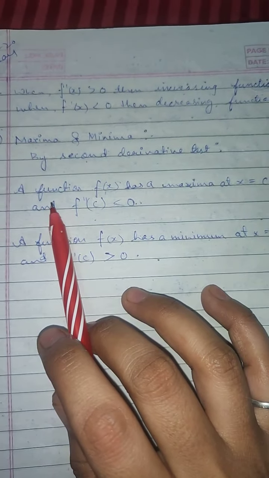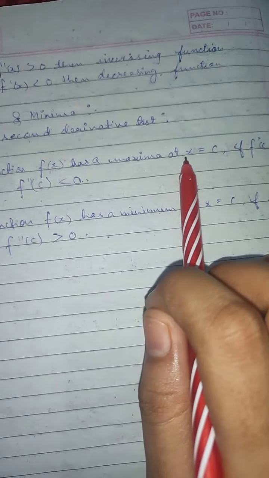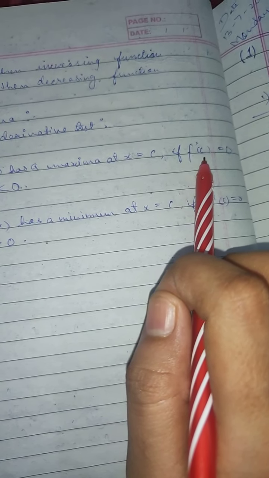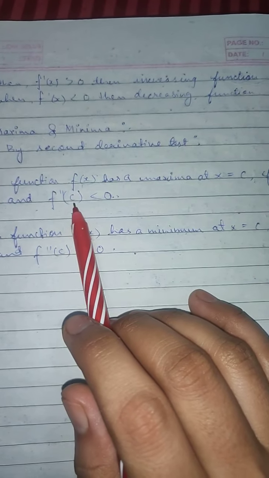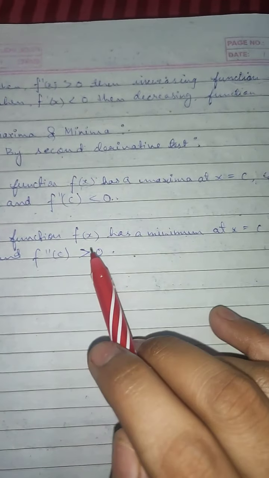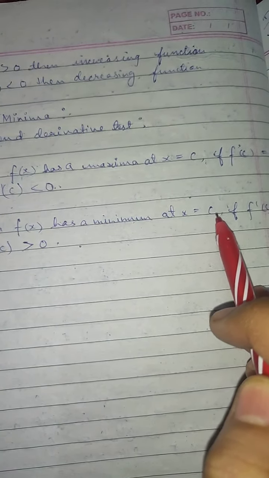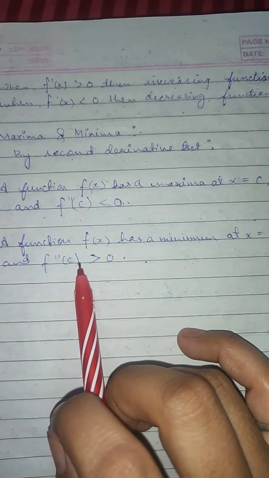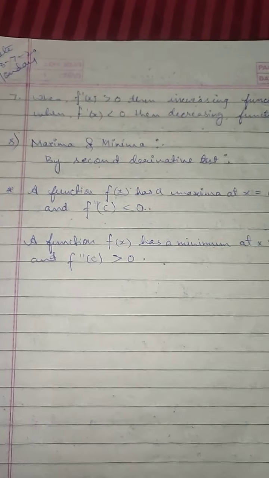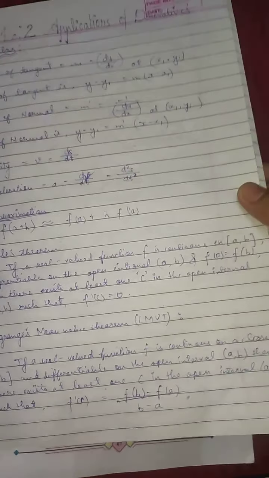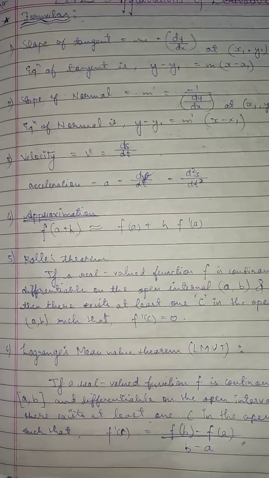For the second derivative test, a function f of x has a maxima at x equals c, any point, if f dash of c equals 0 and f double dash of c is less than 0. And the second point: a function f of x has a minimum at x equals c if f dash of c equals 0 and f double dash of c is greater than 0. So here we have discussed all the formulas. You can write them down or take a screenshot. Whatever formulas we'll use in this lesson, all are discussed here.